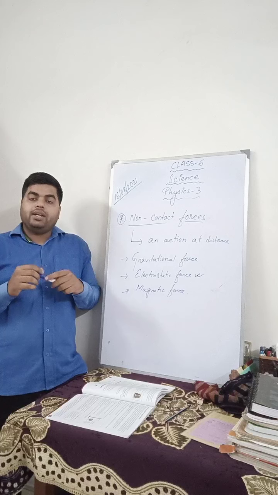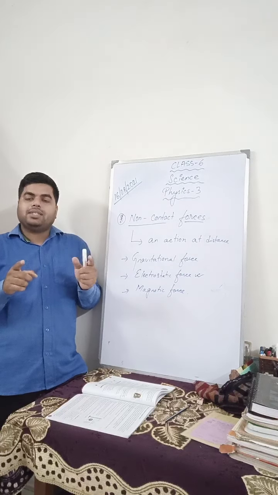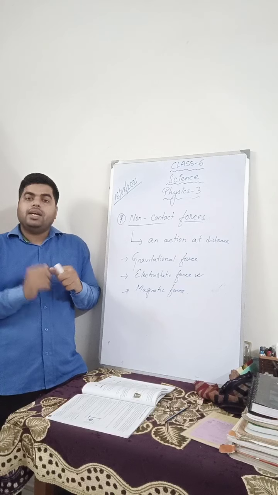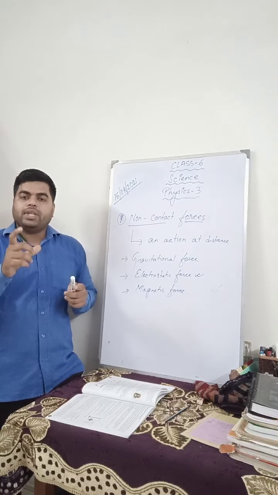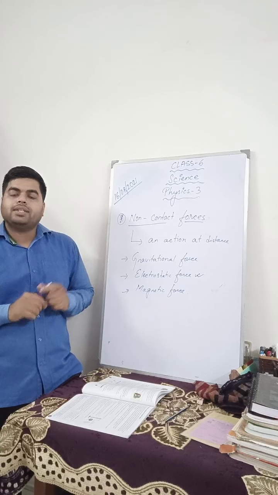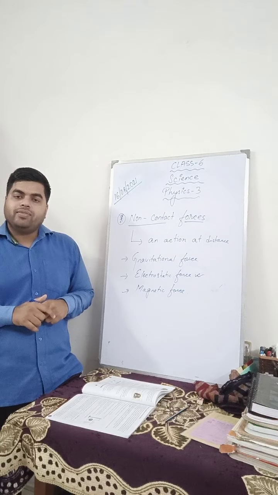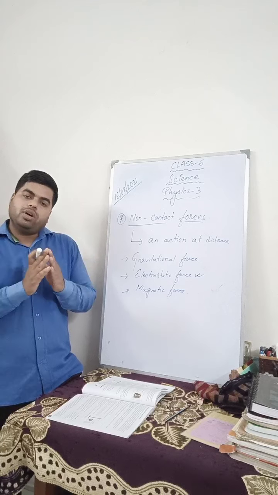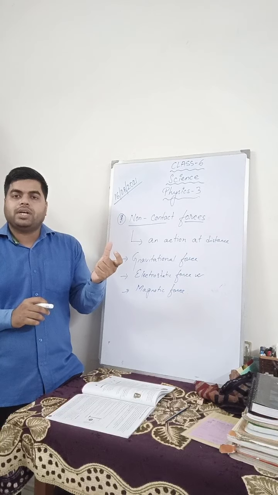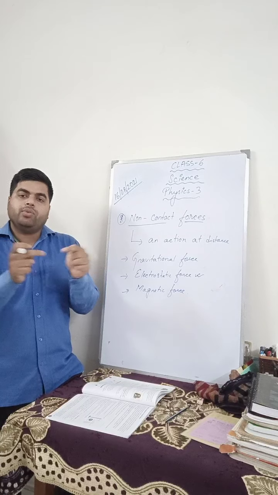But if you bring the unlike poles together, that means one is a north pole and the other is a south pole, they will attract each other. In the same way, if both the particles are positively charged, they will not attract, they will actually repel each other. And if both are negatively charged, they will also repel each other. But if one particle is positively charged and the other is negatively charged, they will attract each other.